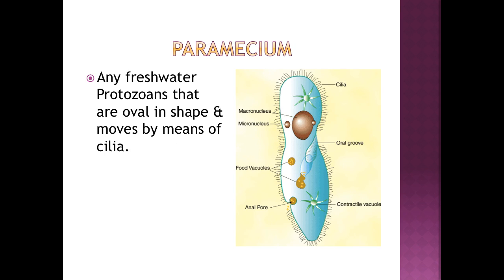Paramecium. Paramecium is another unicellular organism. It is a freshwater protozoan that is oval in shape and moves by means of cilia. Cilia are hair-like fibers that are on the outside of it. And as you can see, I also have, again, uploaded another diagram to show you what paramecium looks like and the different parts of paramecium.